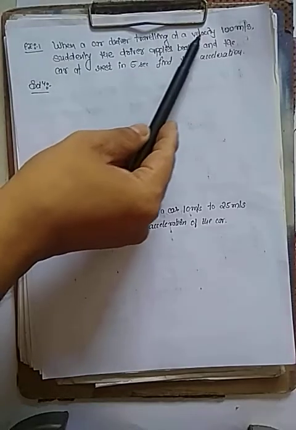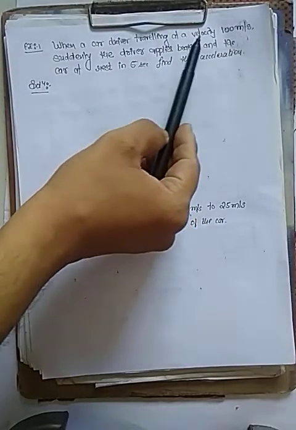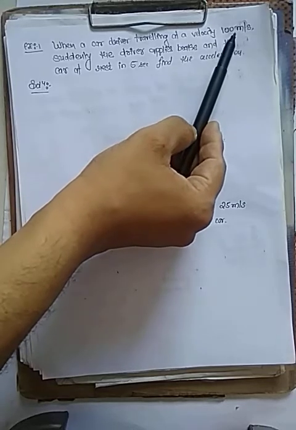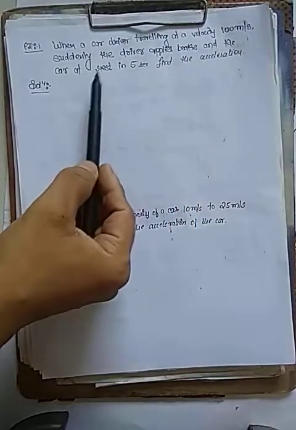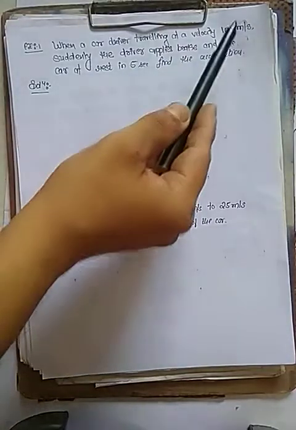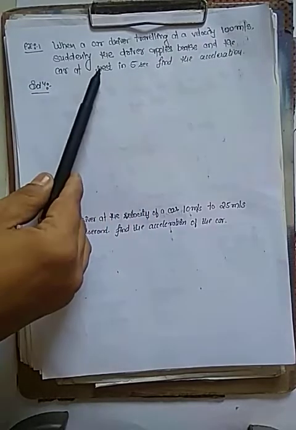Now students, we have 2 examples, but I am not going to solve them. If the topic is clear, this is homework for you. When a car driver is traveling with a speed of 100 meter per second, this velocity is given, it is the initial velocity. Suddenly the driver applies the brake and the car will come to rest. The velocity is decreasing and it will stop. Final velocity is 0. Initial velocity is 100, final velocity is 0, time is given. I hope you are able to calculate.